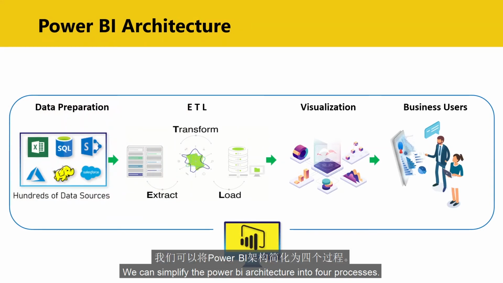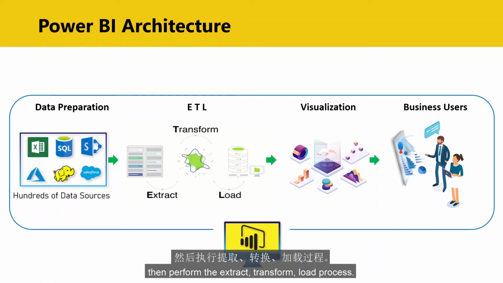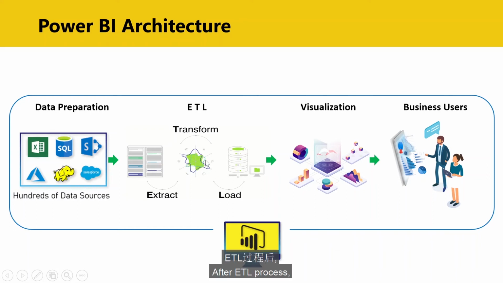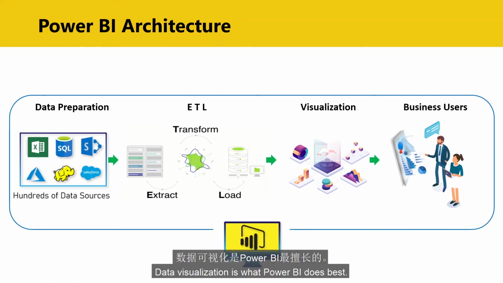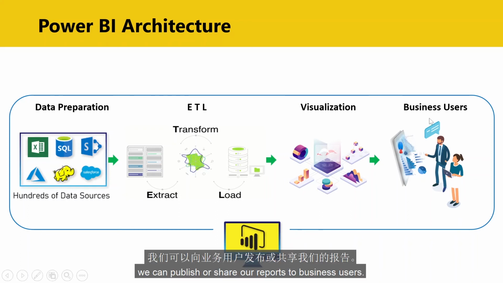We can simplify the Power BI architecture into four processes. Start from data preparation. It supports hundreds of data sources. Then perform the extract, transform, load process. This is where Power Query comes into play. After the ETL process, we reach the core step, visualization. Data visualization is what Power BI does best. When we finish visualization, we can publish or share our reports with business users.